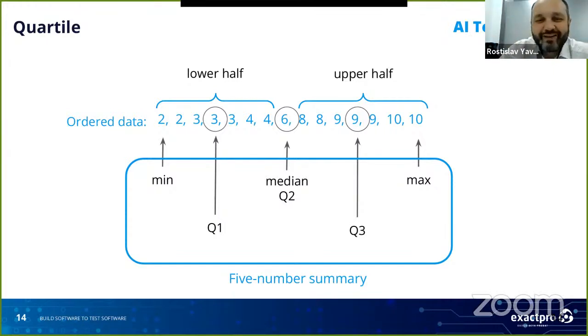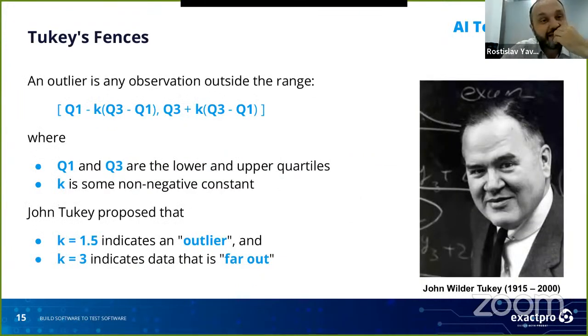And the more informative way of short summary is called a 5-number summary. So when you provide not only minimum, maximum, and median value, but also the quartiles. And this notion of quartile is the basis of the very well-known Tukey fences test. So John Wilder Tukey is a quite well-known mathematician. I just recommend you to read his biography on Wikipedia. You'll be impressed. He's really a cool guy.